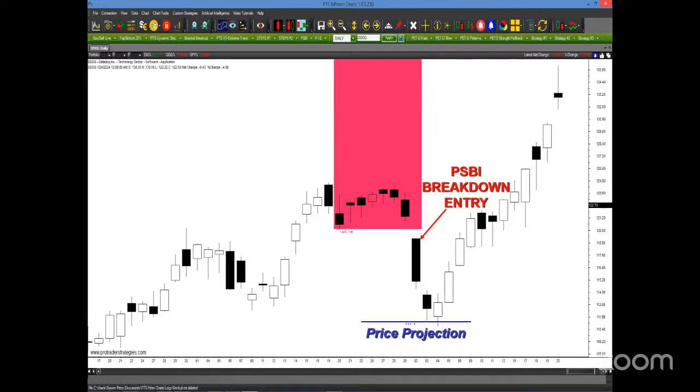And look what happened after that. So this is really a valuable tool. Now, I'm not going to tell you that it stops there every time. Sometimes it'll get there, pause for a minute, and then go lower.